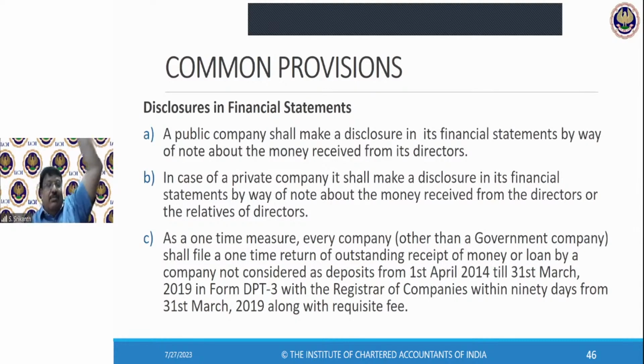As a one-time measure, every company other than a government company shall file a one-time return of outstanding receipt of money or loan by a company not considered as deposits from 1st April 2014 till 31st March 2019. See, these rules came into effect in 2019. So they said, whatever you are claiming as an exempted category of deposits, as a one-time measure, you file it within 90 days from 31st March 2019. So they want to know for sure that these are all exempted. So they gave that one opportunity, one time. But that is now not relevant because we are now in 2023.